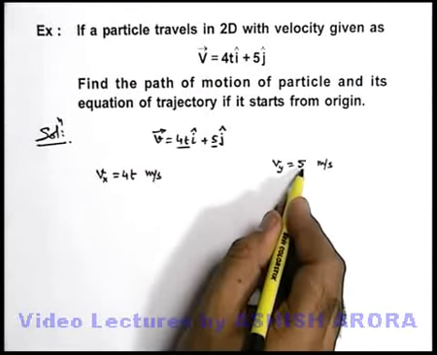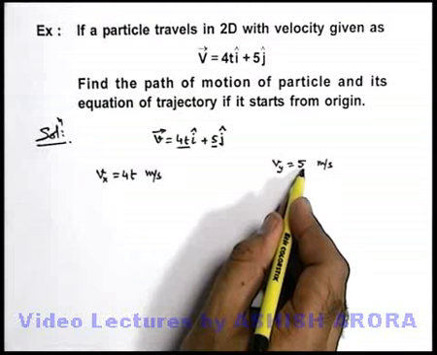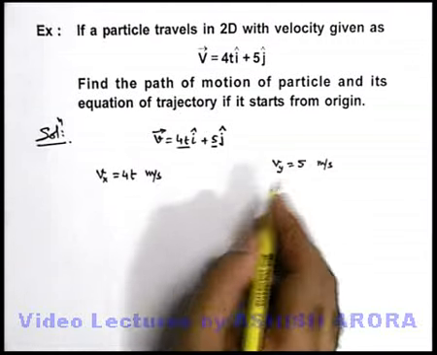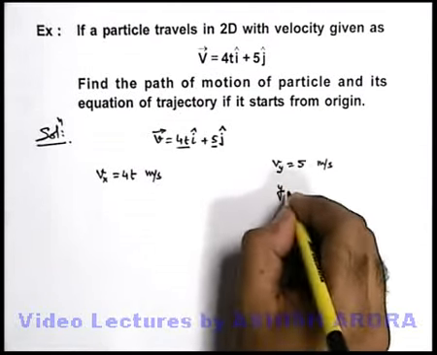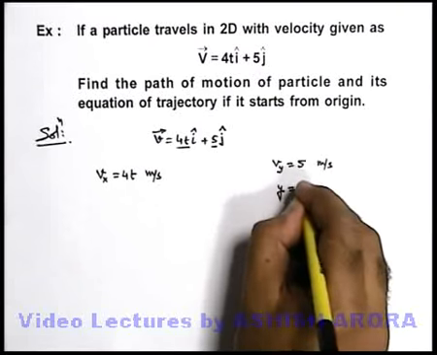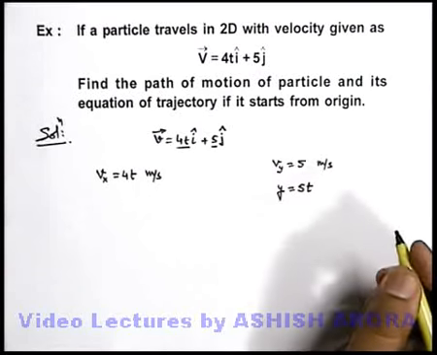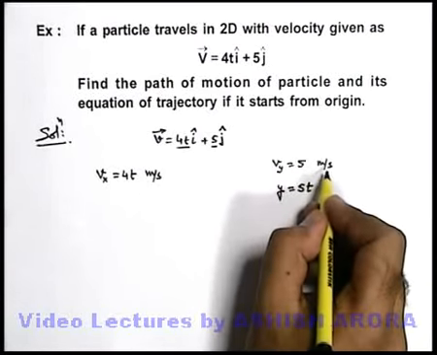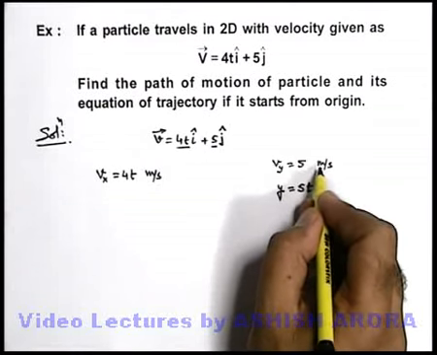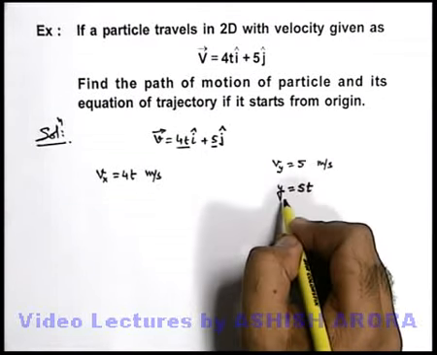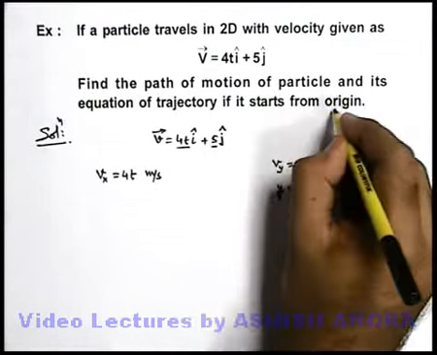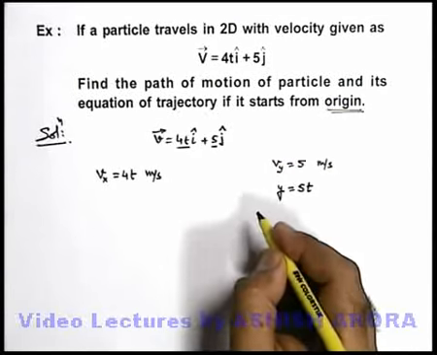In the y direction the particle is moving with uniform velocity. So we can simply state that the displacement of the particle in time t can be directly written as 5t, because if it is moving at 5 meters per second, in time t how far it can move along the y direction, that is y, is 5t, as it is given that it starts from the origin.